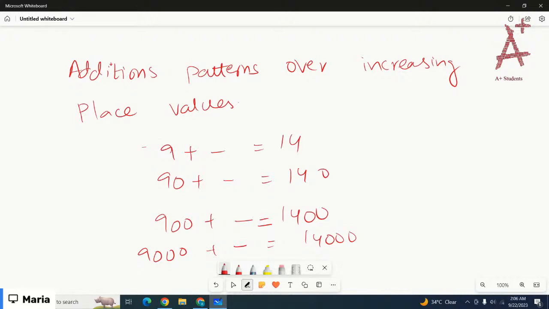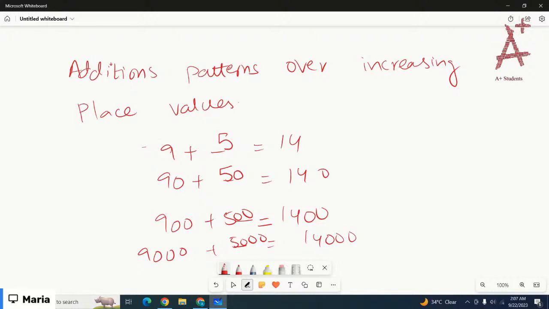Which number are you going to add to 9 to make it 14? 9 plus what number makes 14? 9 plus 5 makes 14. 90 plus what number makes 140? 90 plus 50 makes 140. 900 plus 500 makes 1400, and 9000 plus 5000 makes 14,000.